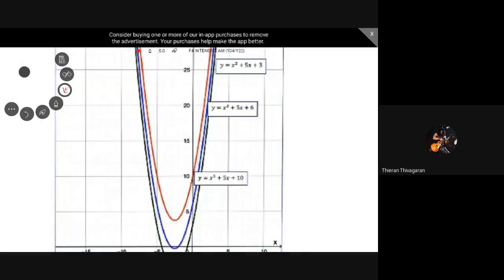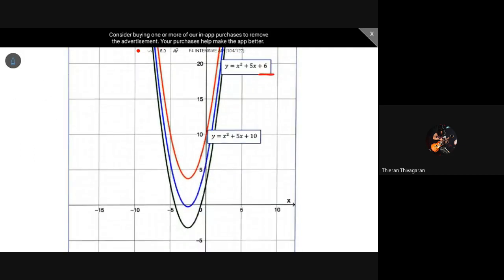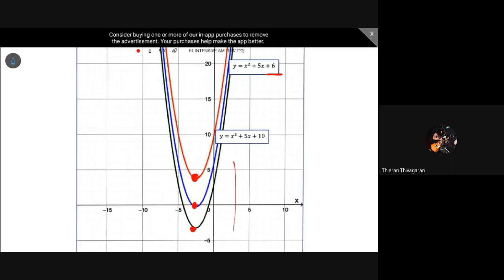Okay, so the last one, yang paling senang, lihat nilai C. Nilai C bertambah, maksudnya graf tu pergi ke atas lah. Kamu boleh lihat. Tengok titik minimum guys. The minimum point of the graph is increasing. From here up till here. Okay, sebab dari tambah 6 kepada tambah 10. Maksudnya gerak 4 unit ke atas. Moving 4 unit upward.